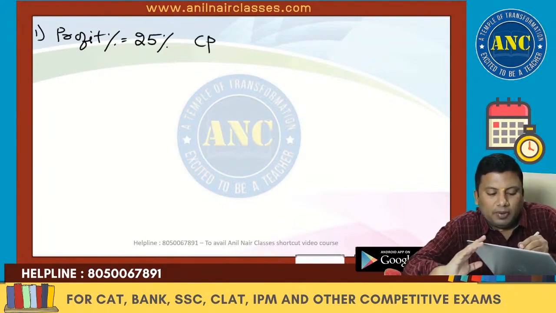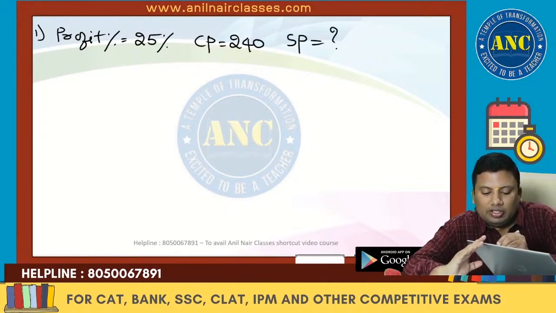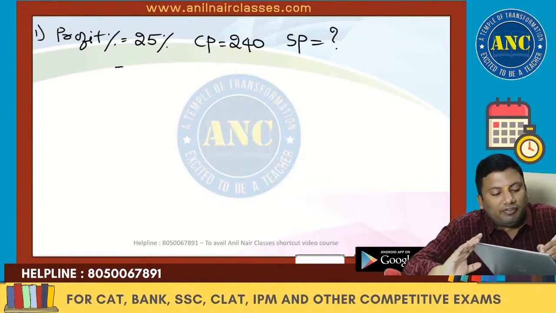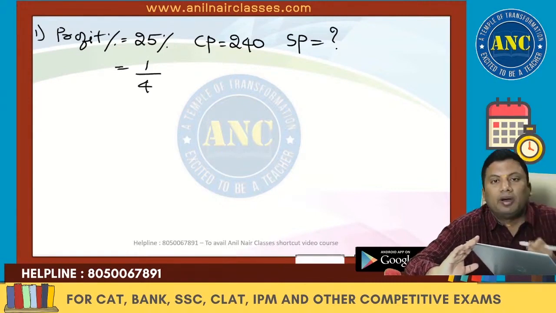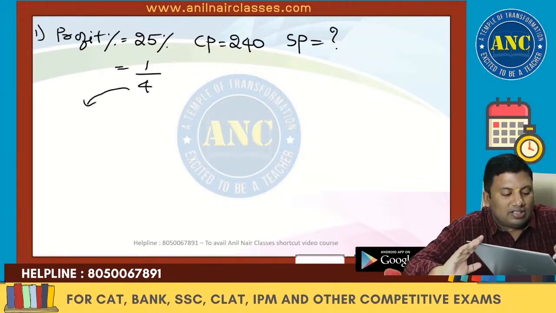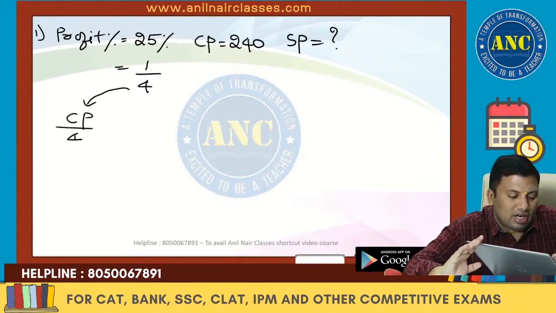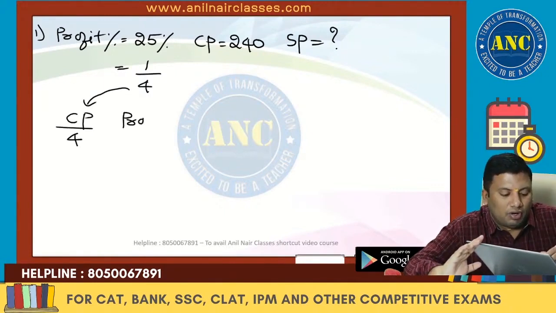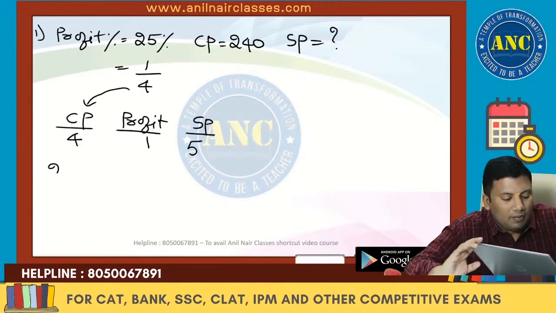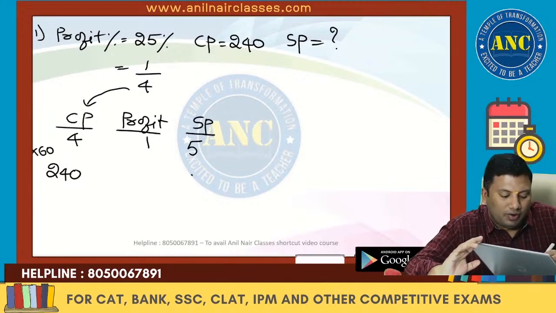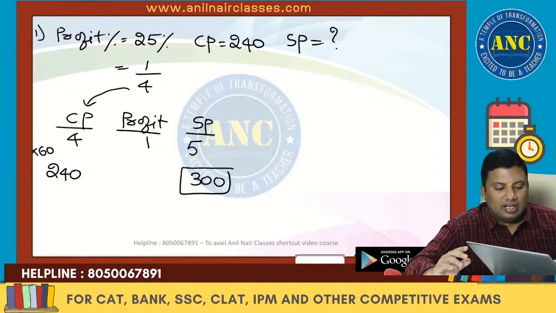Profit is 25%. Cost price is 240. Selling price is how much? 25% is nothing but 1 by 4. Denominator is always the initial value, which is cost price. Cost price is 4, profit is 1. Selling price is 4 plus 1, which is 5. But what I want is 240. 4 into 60 is 240, so 5 into 60 is 300.